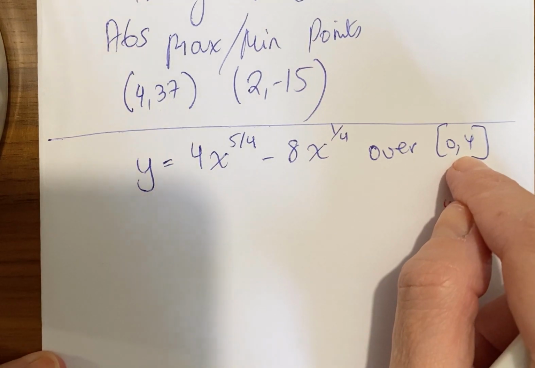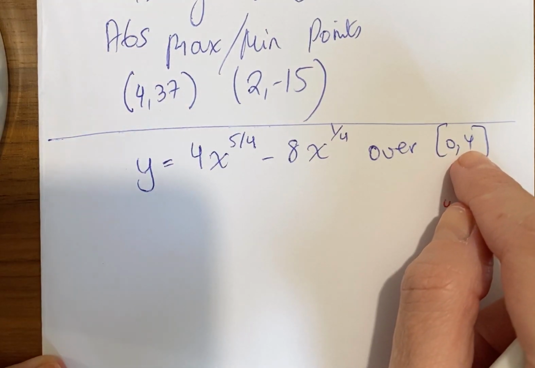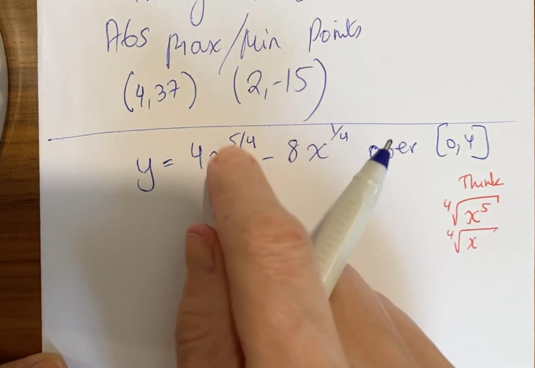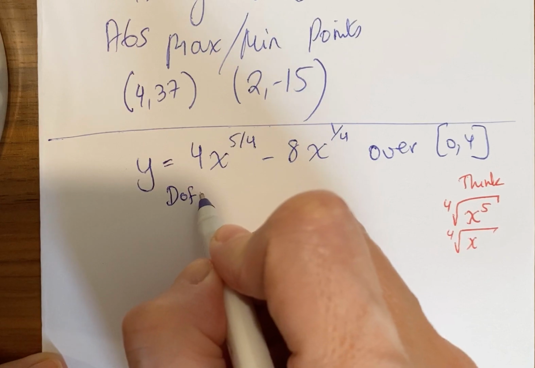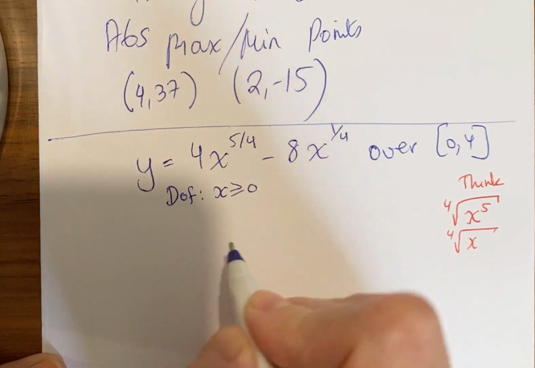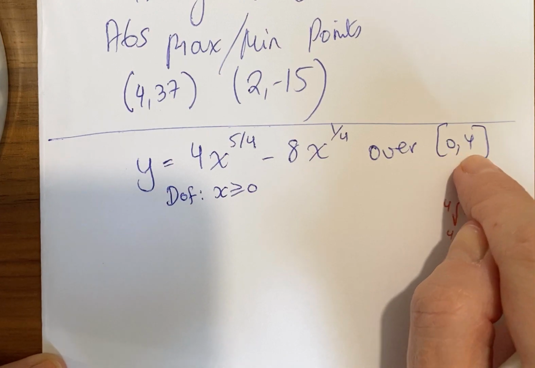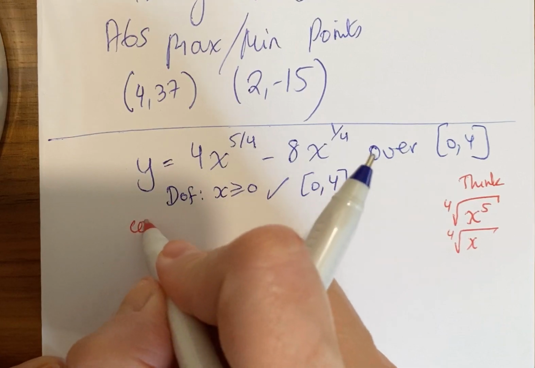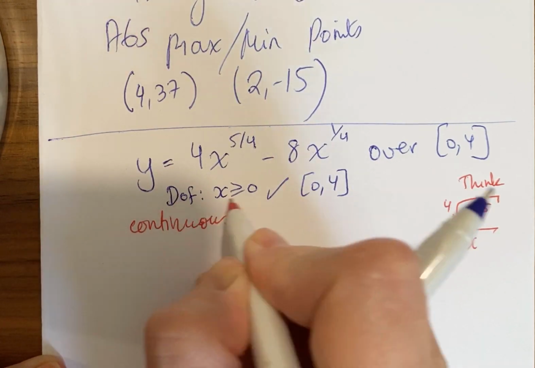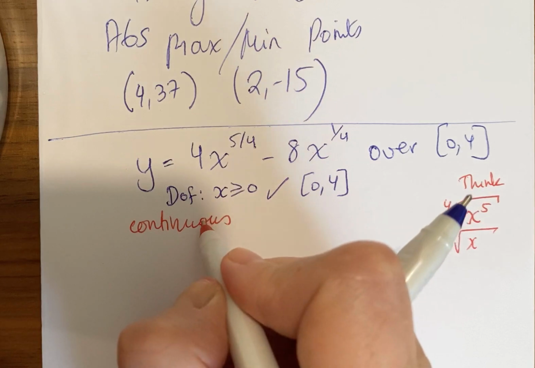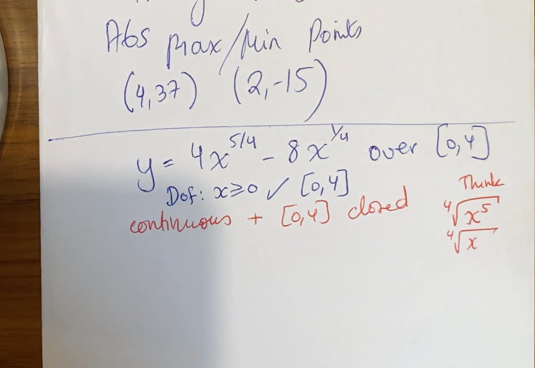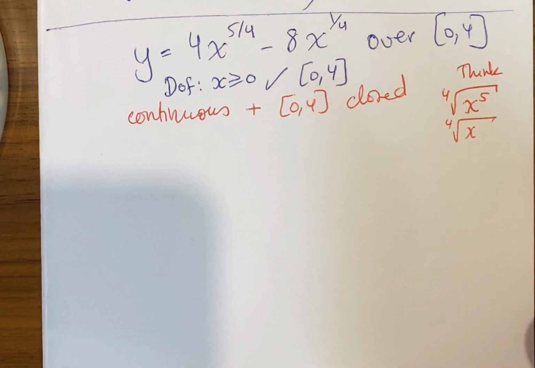What is the interval we're using? From 0 to 4. So it's positive, right? So they are defined and continuous, because the domain of definition of this function is x greater than or equal to 0. Perfect, because we are working with 0 to 4. So continuous is guaranteed, we know this function is continuous over its domain, plus the interval is closed. So by the EVT, we for sure have an absolute max and absolute min.